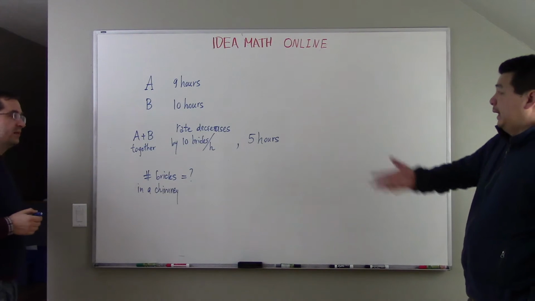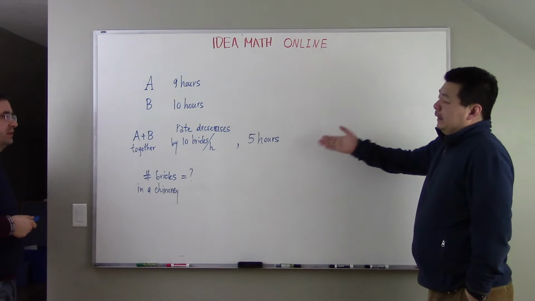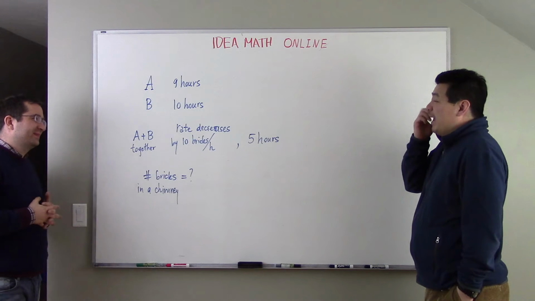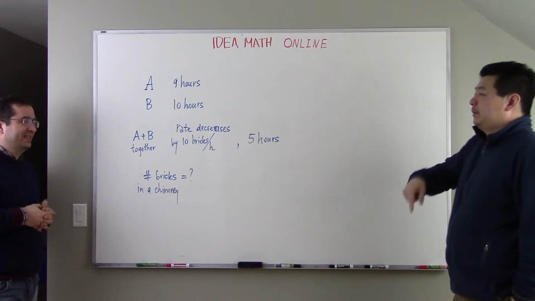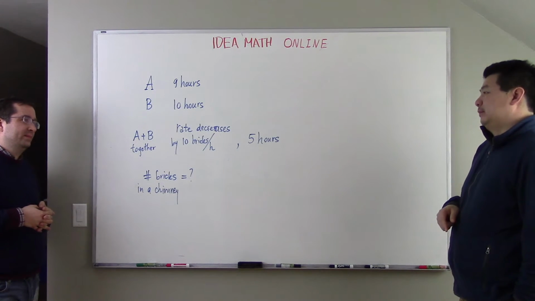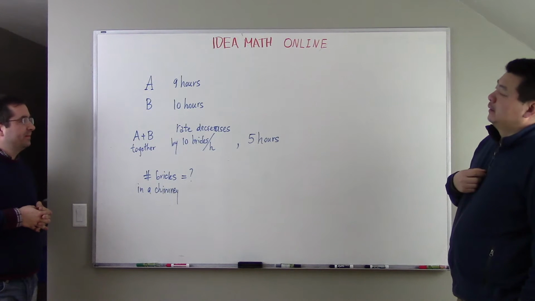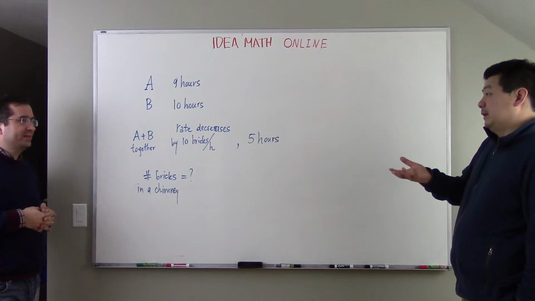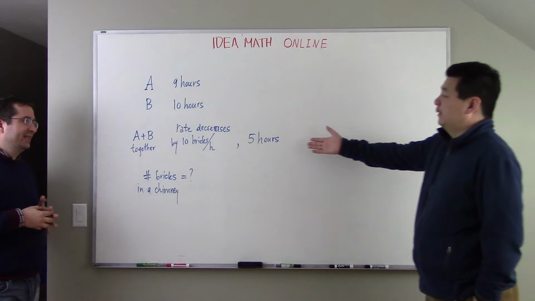We have two guys, A and B. They are workers building a chimney. A can finish the chimney in 9 hours if he works by himself, at a constant rate. We assume it's a constant rate. For B, it takes 10 hours. If they work together, it will be faster. So it took them 5 hours.